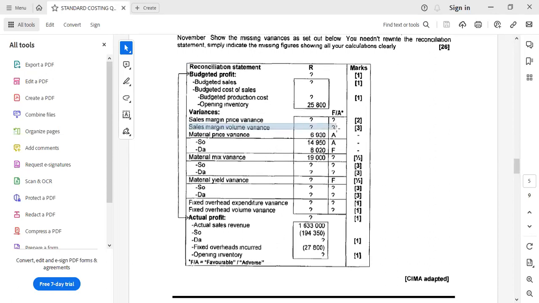Then the next one, sales margin volume variance. Right, a sales margin volume variance arises because the volume that we sold was different to the one that we had budgeted. The price variance arises because the actual price that we sold goods at was different to the budgeted one. I think you can check the notes that I gave you for the reasons. And from our previous class, we also talked about the reasons.